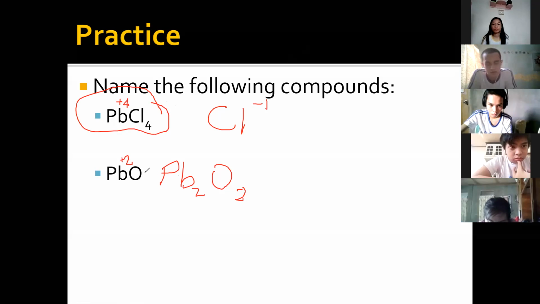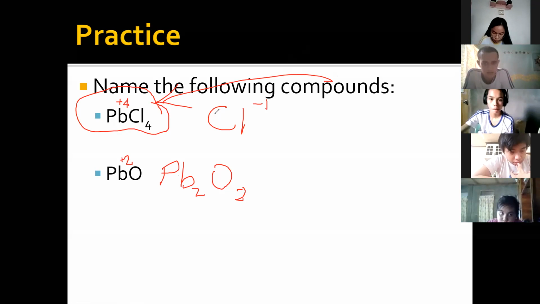Give me the name of this one in IUPAC. Lead chloride. And what is the common name for lead chloride? Leadic chloride.